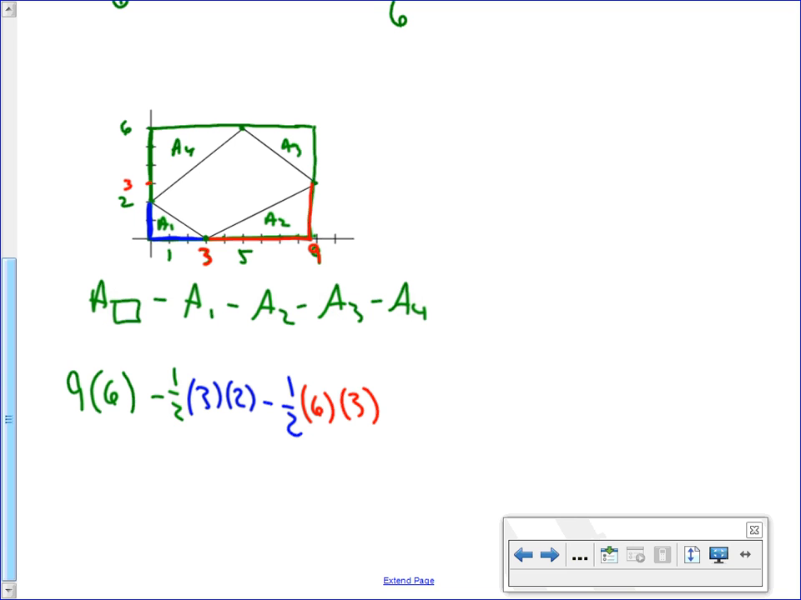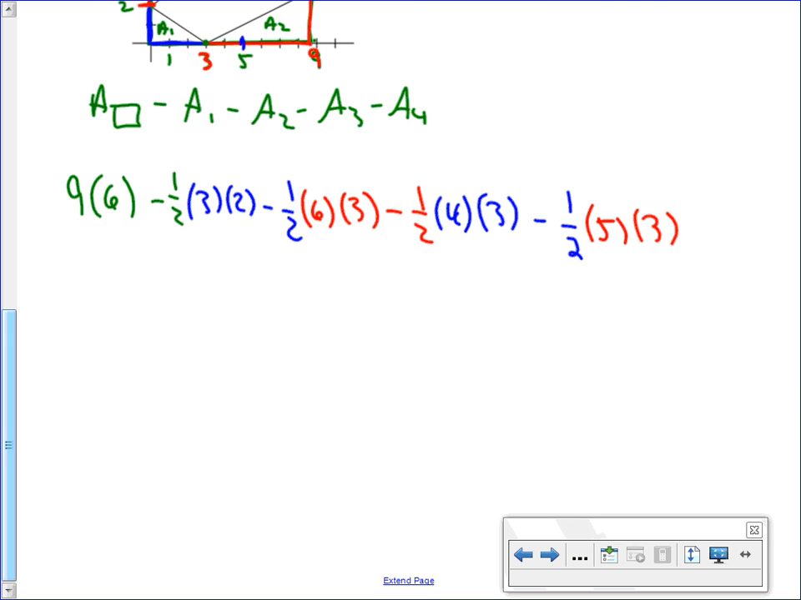Okay? And then I'll switch over to area 3, 1/2. That blue again. The base right here goes from, that's from 5 to 9, so that distance is 4. And the height from 3 up to 6, that height is 3. And then I'll switch over to the fourth one, that's this one right here, the base of that goes from 0 to 5, so that's 5. And the height goes from 2 up to 6, so that is 3.